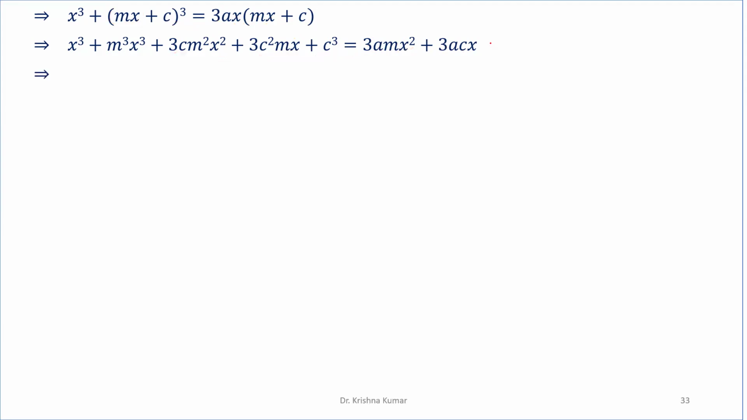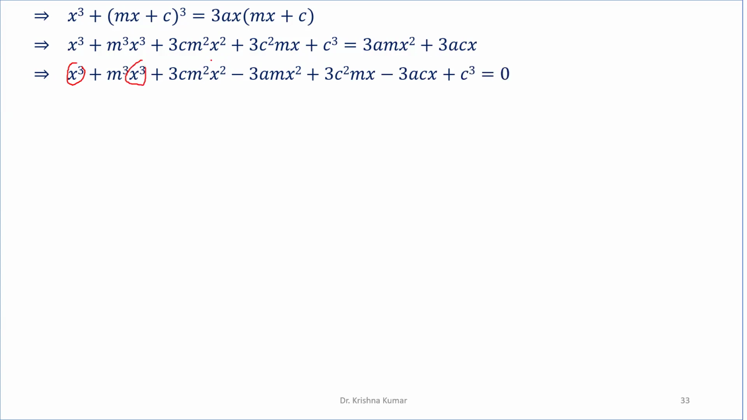Now we will try to rearrange this equation in descending power of x. So the first thing is x cube, again x cube, then x square. We again write down this x square, left hand side, then the power of x, 3c square into m x, and then we take this point 3ac into x, and at the last we have the c cube. So we arrange this equation in descending power of x.